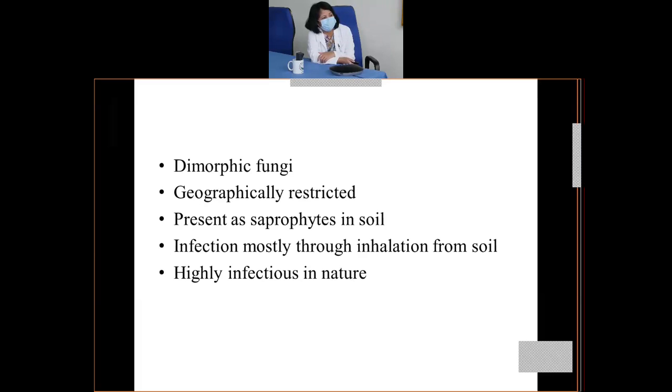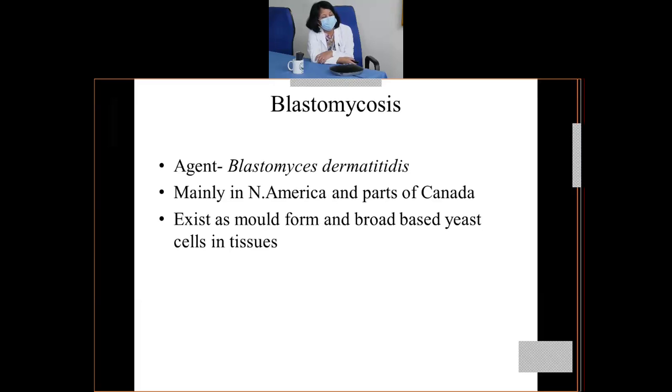They are geographically restricted. They are present as saprophytes in the soil, and the infection is mostly through inhalation from the soil. So if you look at the life cycle of this particular fungal species which are causing systemic mycosis, you'll see that inhalation is the primary mode of infection, and they are highly infectious in nature. So coming to the first one, that is blastomycosis.